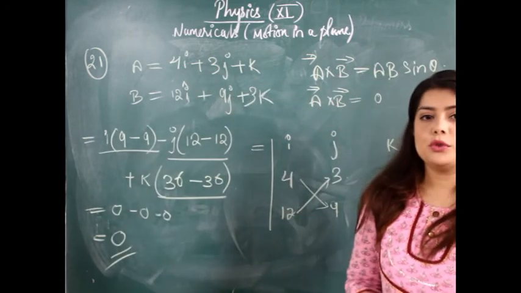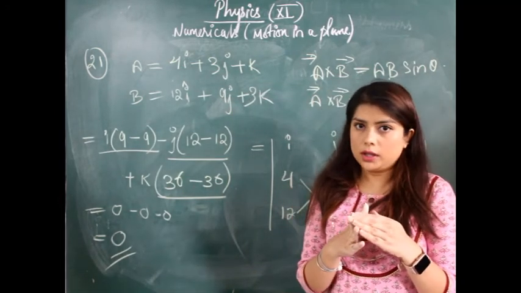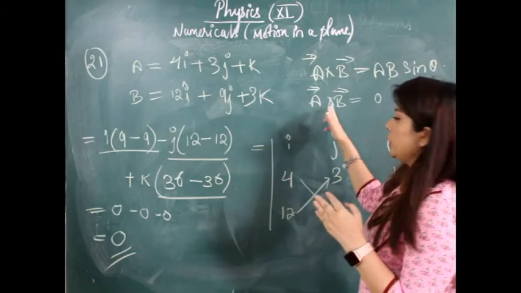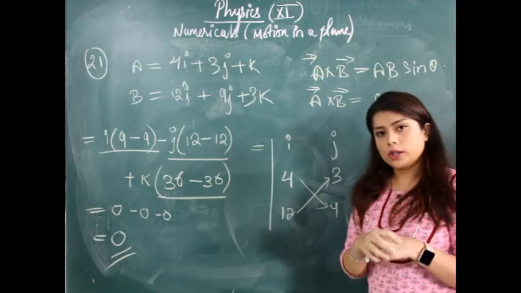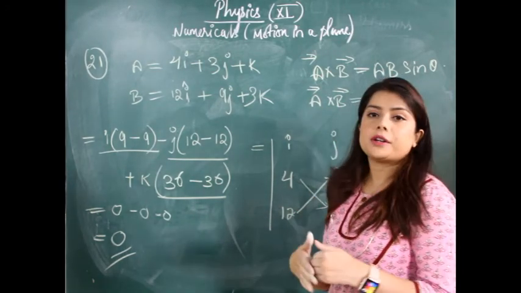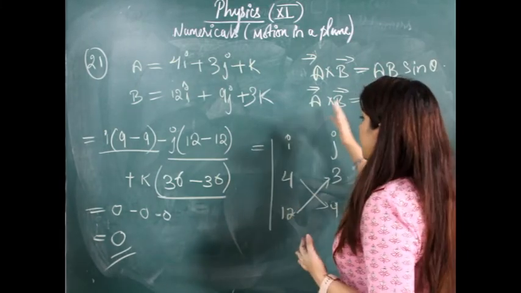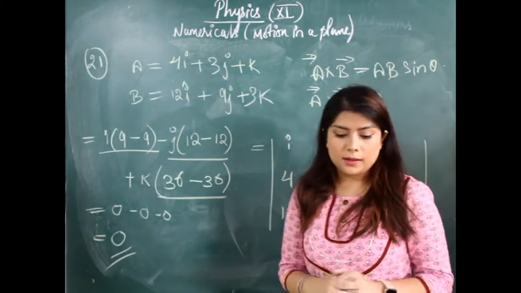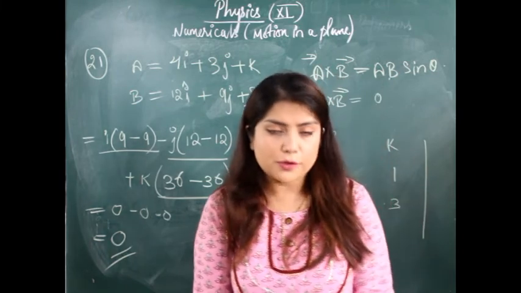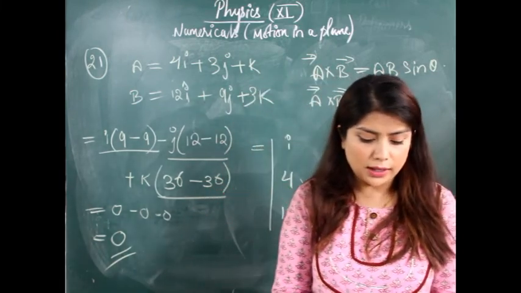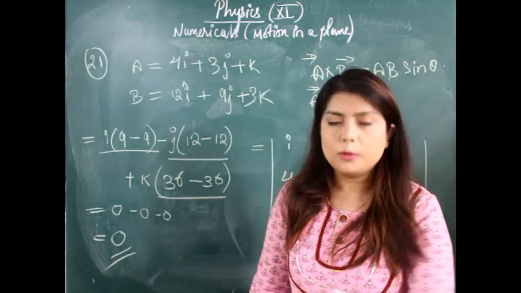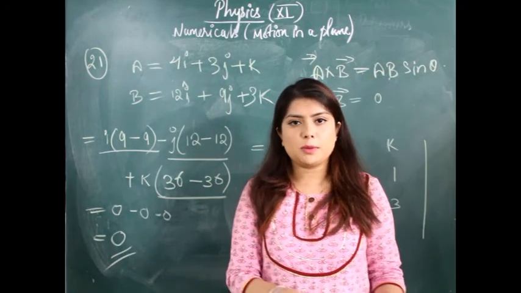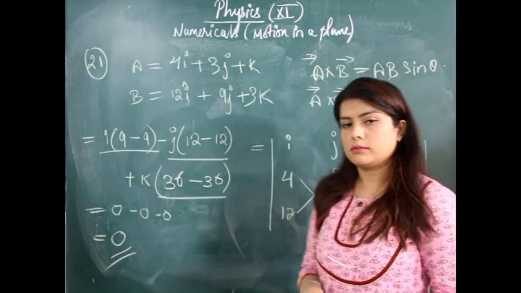This is how you prove. If you have to prove that two vectors are perpendicular, then you will do A dot B. If you have to prove that two vectors are parallel, you will do A cross B. So these are the numericals from the chapter 5, which is motion in a plane. And we'll keep on continuing with the chapter in the next class. Just for numericals, you can watch this video.